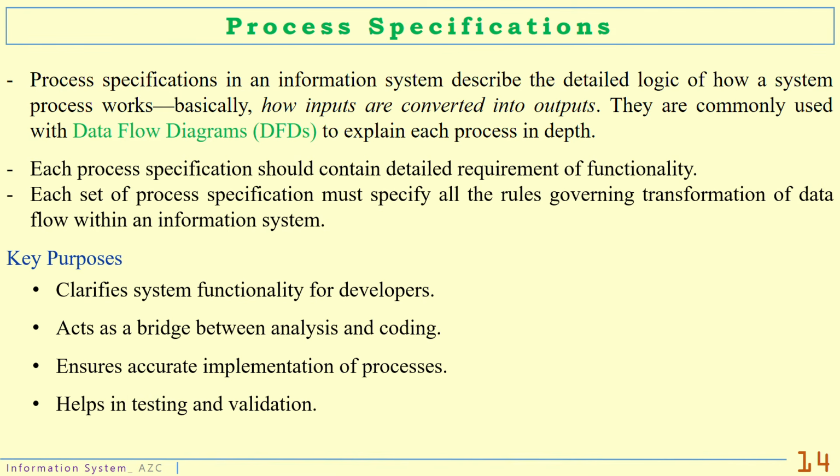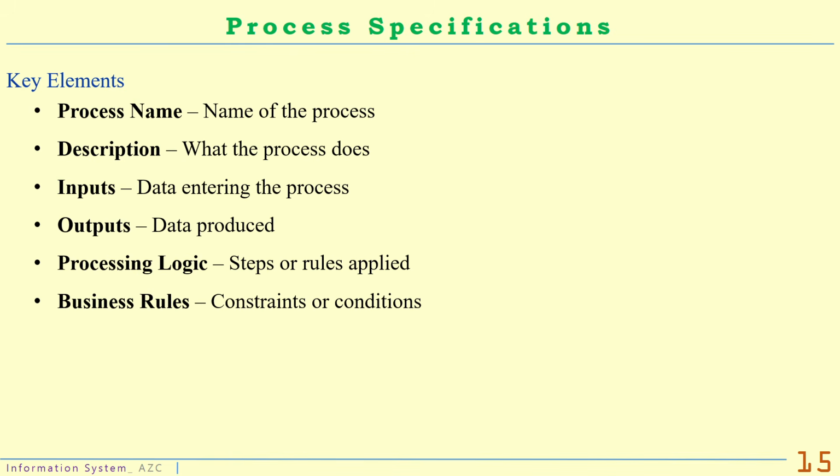Key purposes: clarifies system functionality for developers, acts as a bridge between analysis and coding, ensures accurate implementation of processes, helps in testing and validation. Key elements: process name, description, inputs, outputs, processing logic, and business rules.